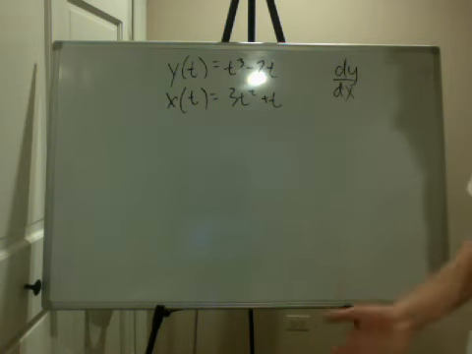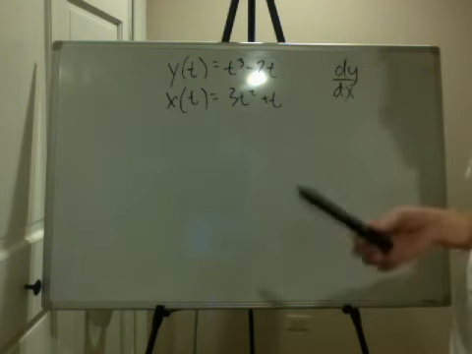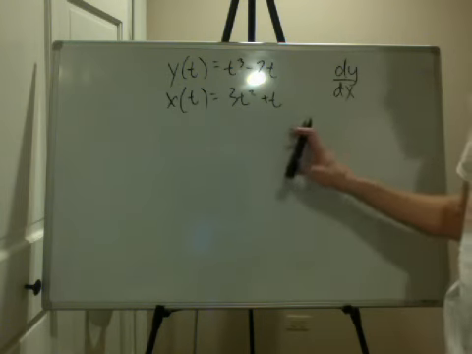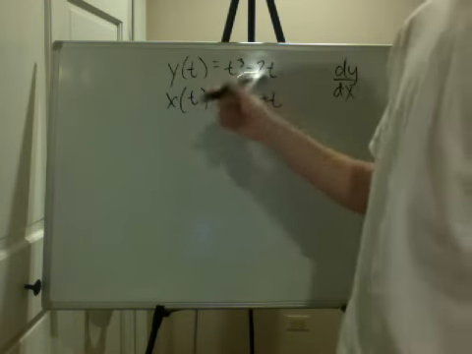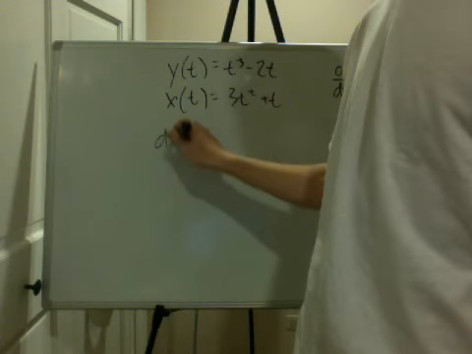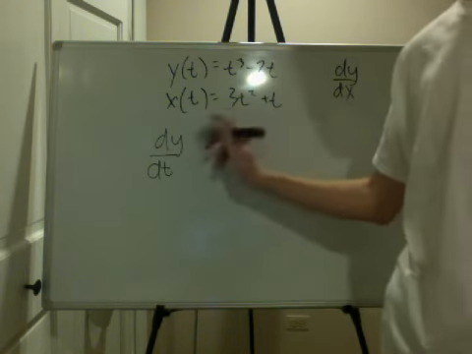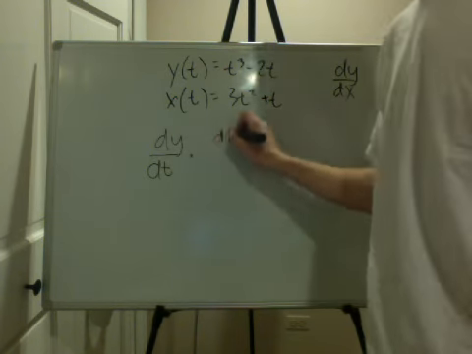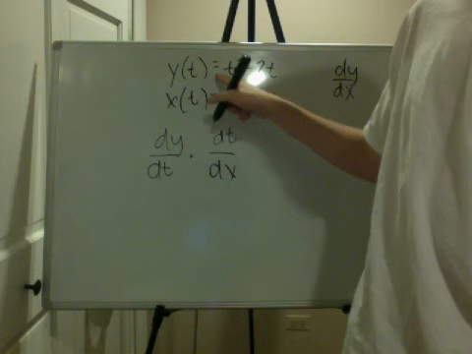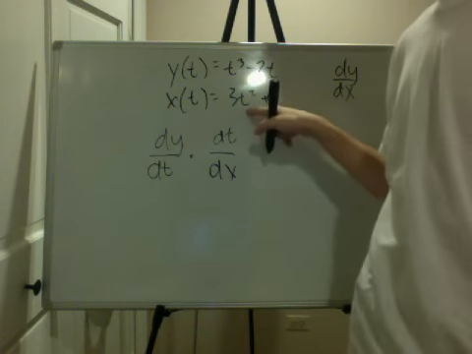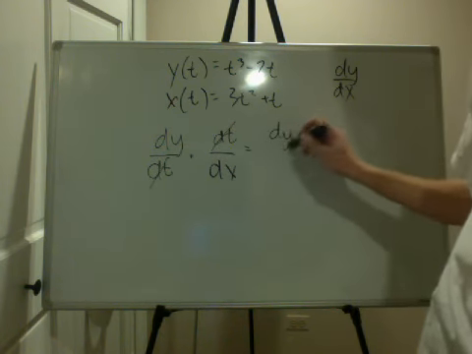With derivatives, it's actually very simple to eliminate the parameter, and finding the derivative is so simple. Think of it like this. The derivative of y of t would be dy/dt. The derivative of x of t would be dx/dt. Now I'm going to write that upside down. If I multiply dy/dt by the inverse of this one, which would be dt/dx, then as you can see, the dt's cancel out, and you're left with just dy/dx, which is what we're looking for.